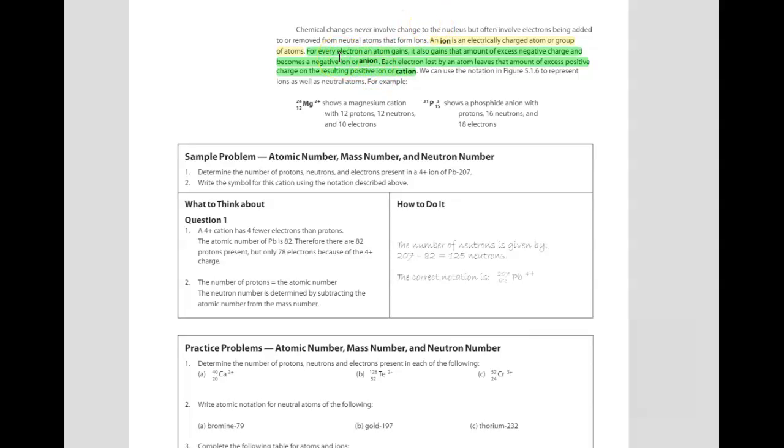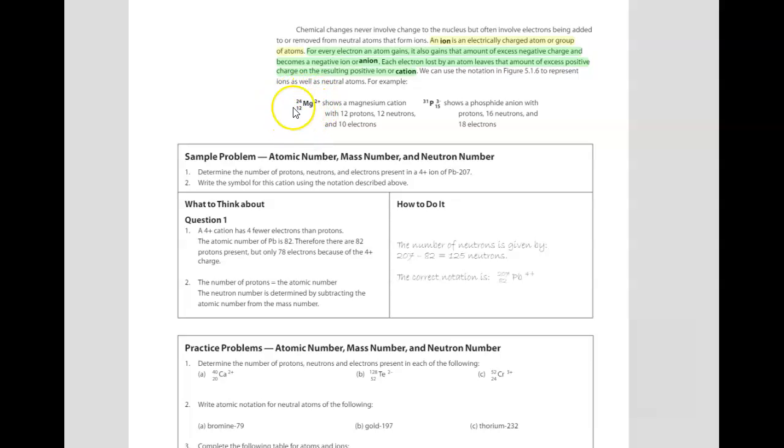In green it says for every electron an atom gains, it also gains that amount of excess negative charge and becomes a negative anion. Negative ions are called anions, the prefix an meaning negative or without. If an atom gains 2 electrons, it will gain a 2 negative or a 2 minus charge. If an atom loses 2 electrons, it would become a 2 plus ion or have a 2 plus charge. Each electron lost by an atom leaves that amount of excess positive charge, or results in that great a loss of negative charge, forming a positive ion or a cation. Again, negative ions are called anions, and positive ions are called cations.